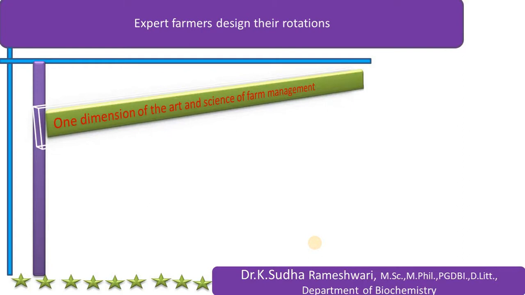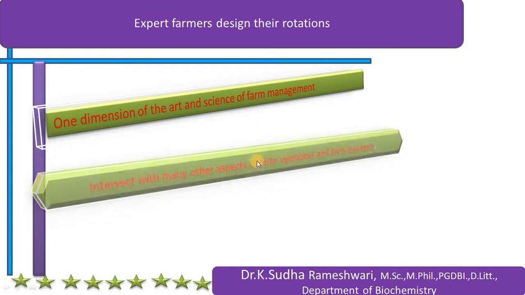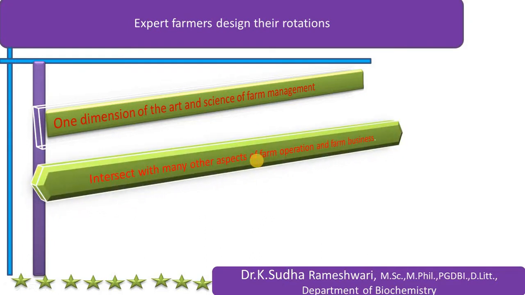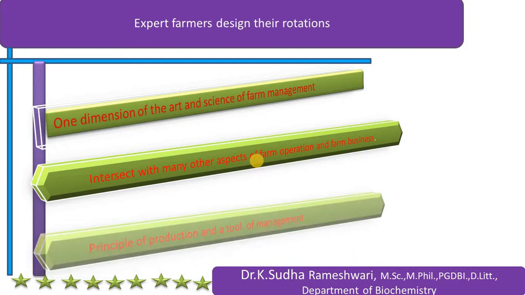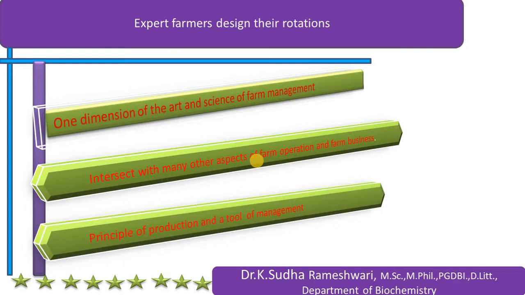Rotations are one dimension of the art and science of farm management. The biological principles of crop rotation intersect with many other aspects of the farm operation and farm business. Expert farmers balance. Crop rotation is both a principle of production and a tool of management.